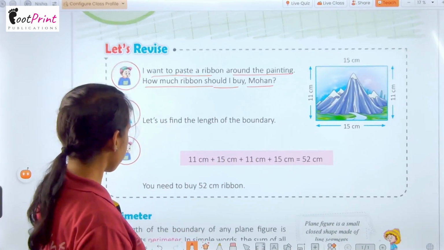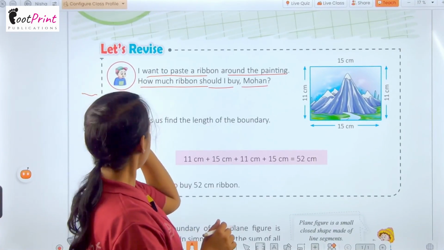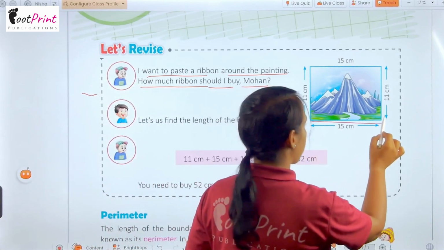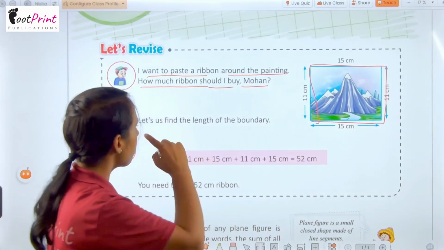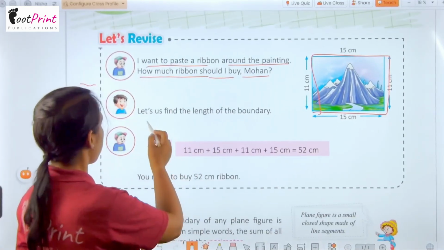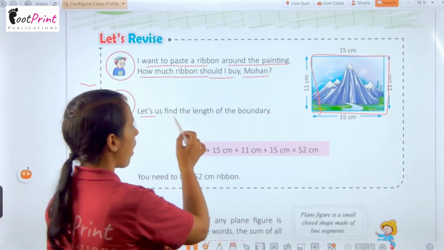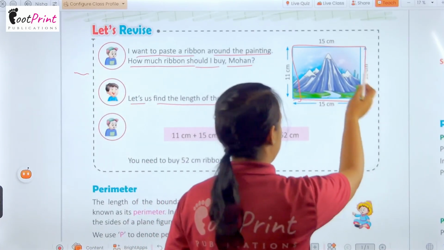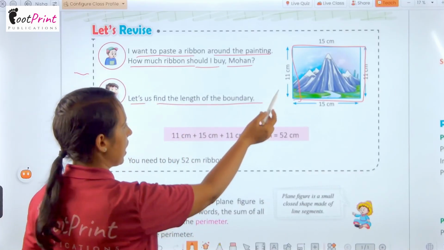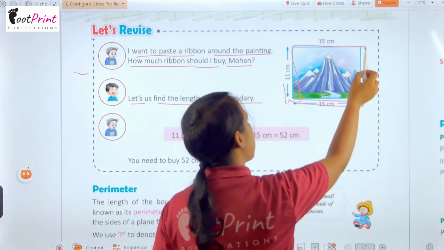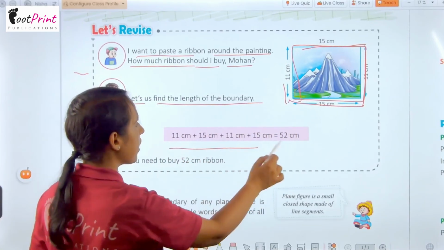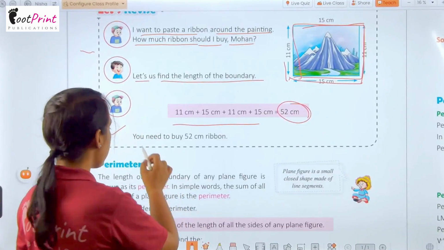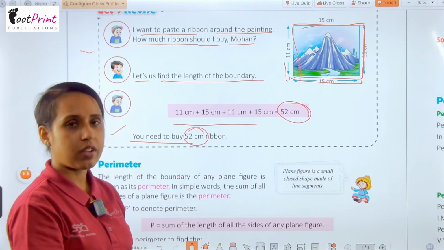Here Mohan says he wants to put a ribbon on the boundaries of this painting, so how much ribbon will he have to buy? His friend said, let us find the length of the boundary. So we first find the total length of the boundary. That will be 11 centimeter, 15 centimeter, 11 centimeter and 15 centimeter, and after adding that we get 52 centimeter. Means his friend said you need to buy 52 centimeter ribbon.